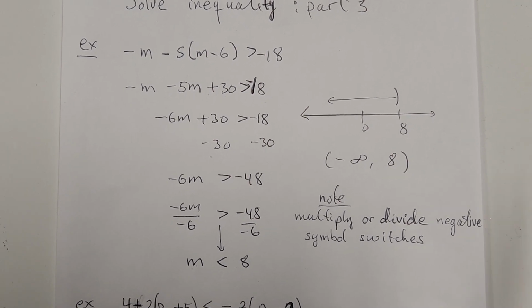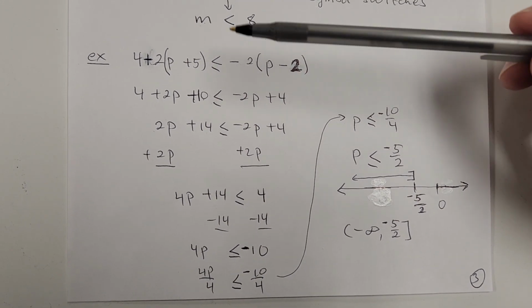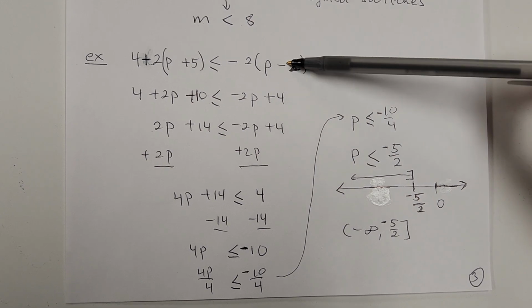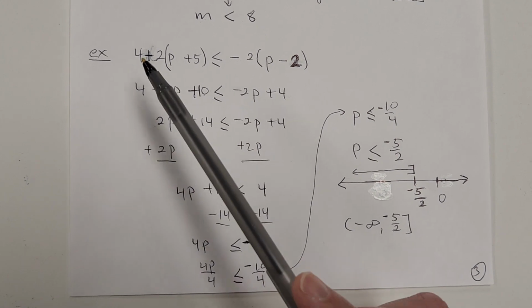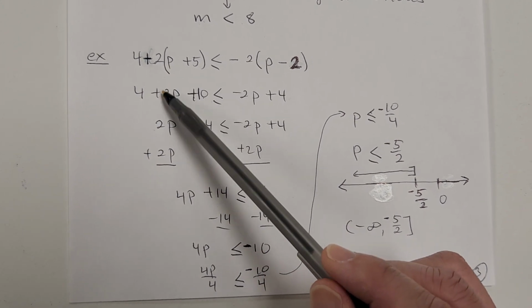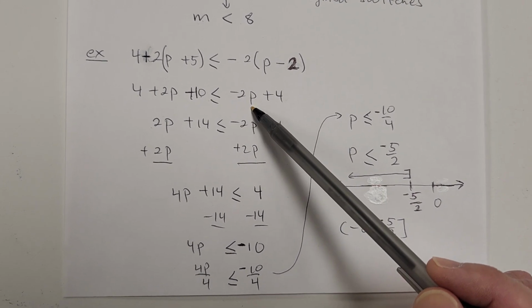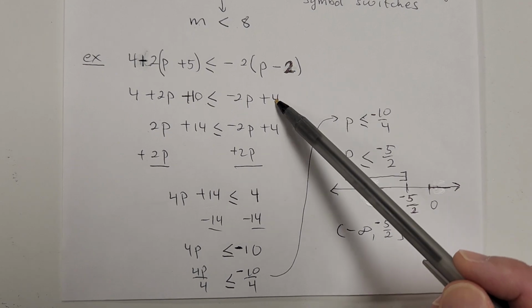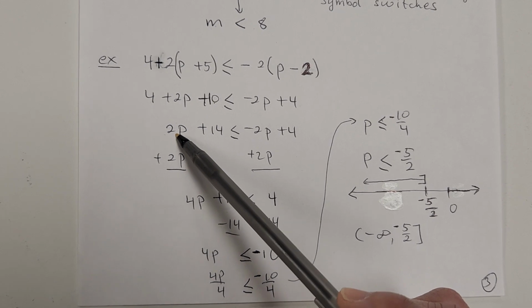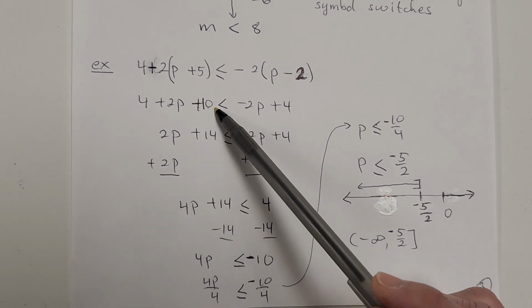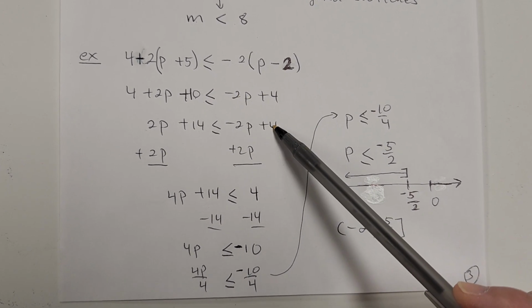Okay, next example, in a similar manner, it's just that we have multi-step on the left and also on the right. So 4 stays, 2 times p is 2p, 2 times 5 is 10, negative 2 times p gives me negative 2p, negative 2 times negative 2 gives me positive 4. Combine like terms on the left, 2p stays, 4 plus 10 gives me 14. Over here, there's no combining like terms, so everything stays the same.